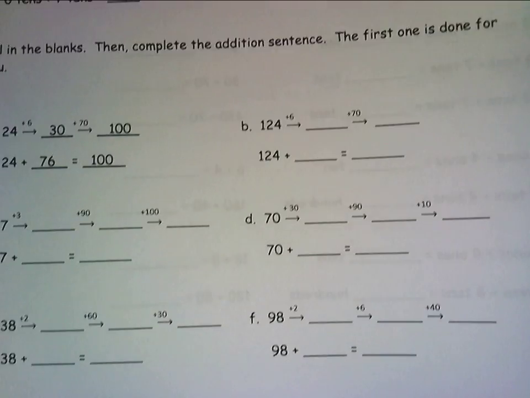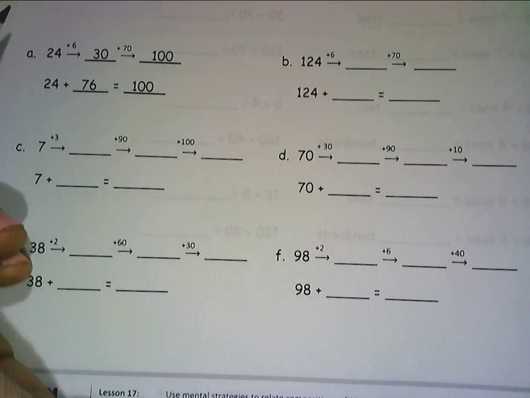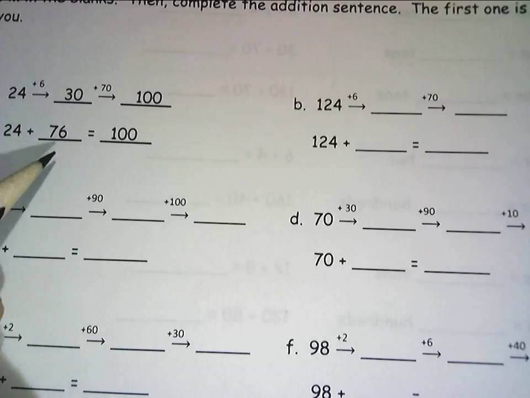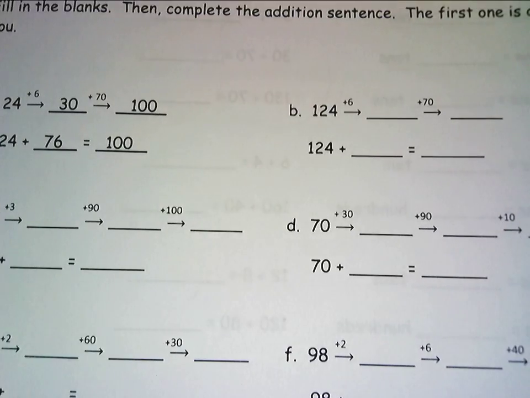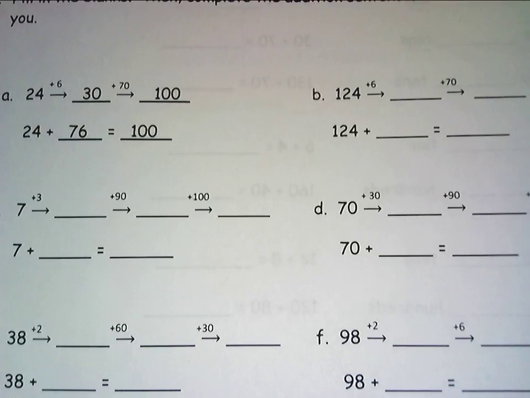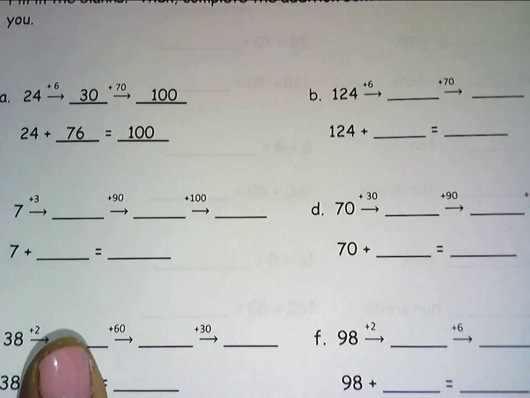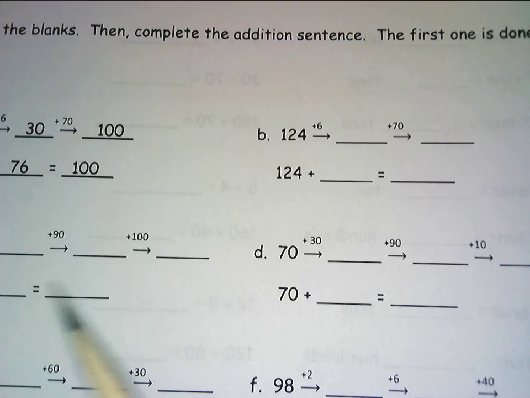Now on the very bottom is where you're doing the arrow way. Here you're practicing the arrow way using multiples of ones and tens. You should know how to do this. You should know how to count multiples of ones and tens from our other unit. So you're practicing the arrow way today. This is the part I didn't show you.